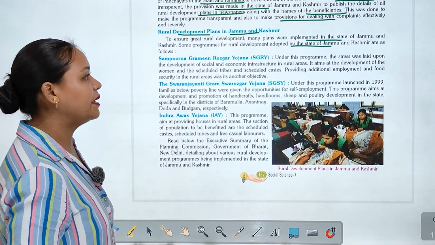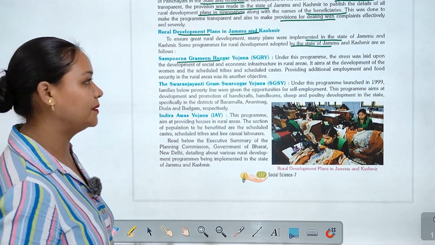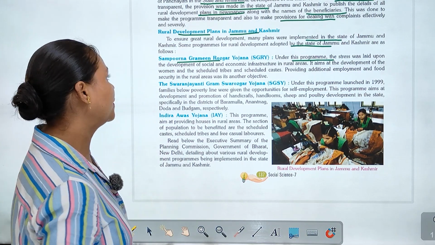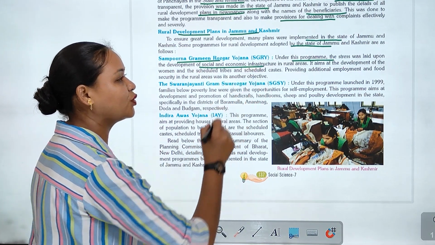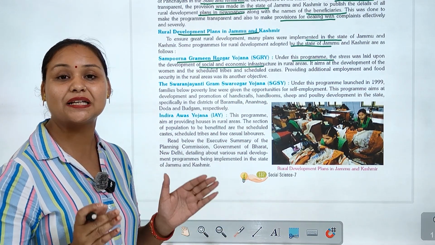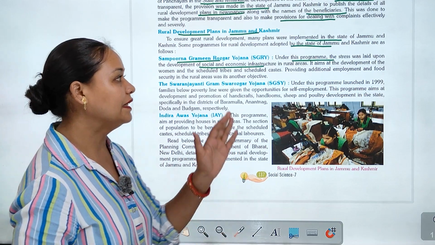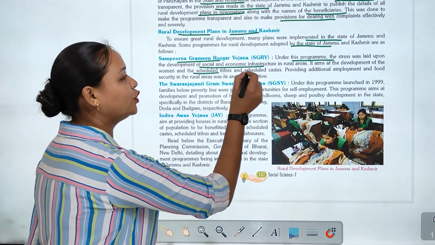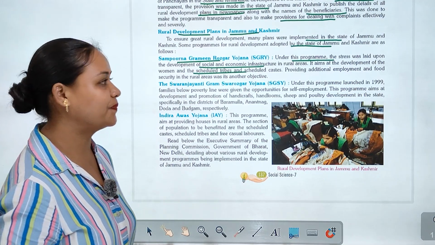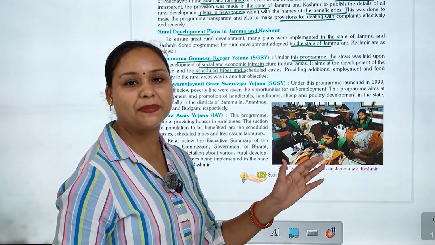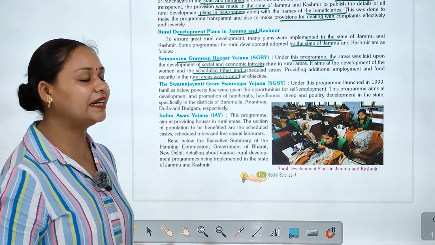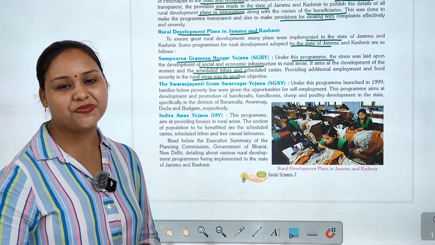संपूर्ण ग्रामीण रोजगार योजना. Under this program, the stress was laid upon the development of the social and economic infrastructure in rural areas. Okay, it aims at the development of women and the scheduled tribes and scheduled castes. Providing additional employment and food security in the rural area was its another objective.